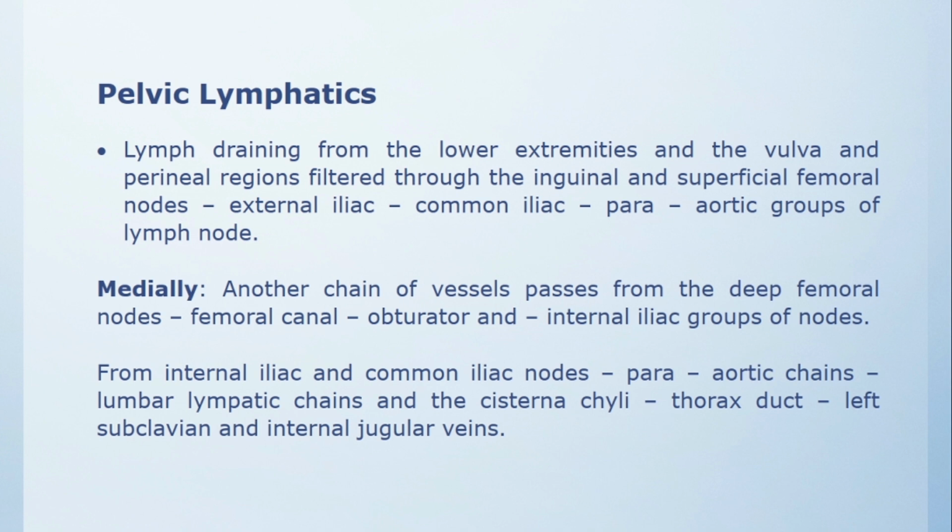Medially, for those organ structures, another chain of vessels passes from the deep femoral nodes through the femoral canal to the obturator group of nodes, and from there they ascend to the internal iliac groups of nodes. And from the internal iliac group of nodes, they enter into the common iliac and para-aortic nodes. And from the para-aortic group of nodes, they enter into the cisterna chyli, thoracic duct, to the left subclavian and internal jugular veins.